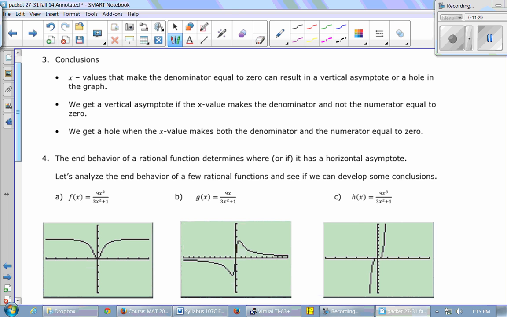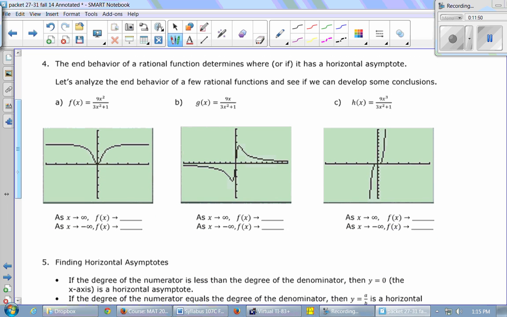X values that make the denominator equal to 0 can result in a vertical asymptote or a hole in the graph. You get a vertical asymptote if the X value makes the denominator and not the numerator equal to 0. You get a hole when the X value makes both the numerator and the denominator equal to 0. All right.